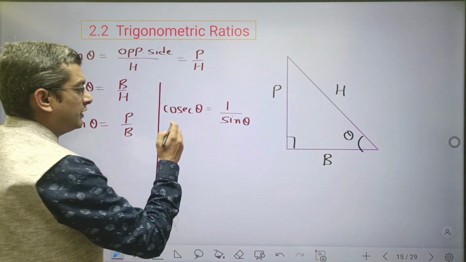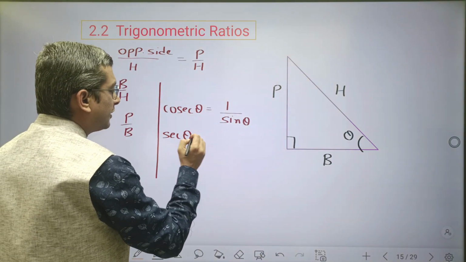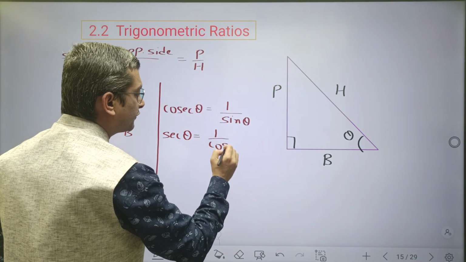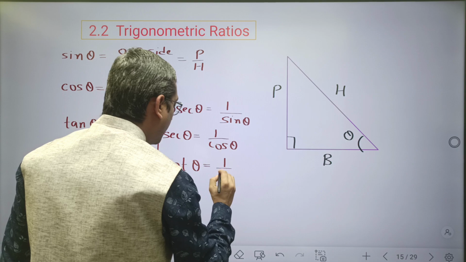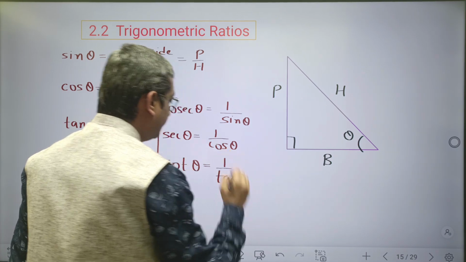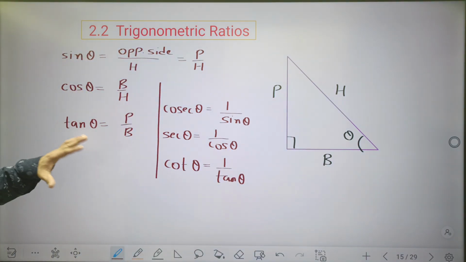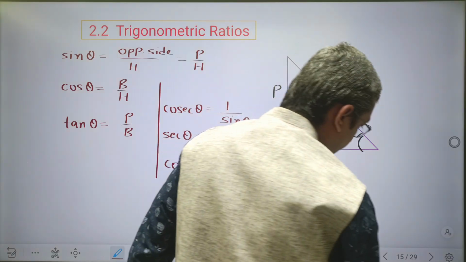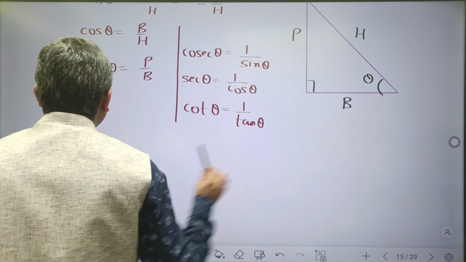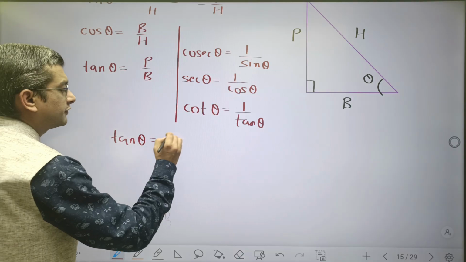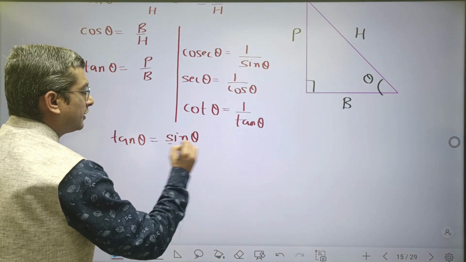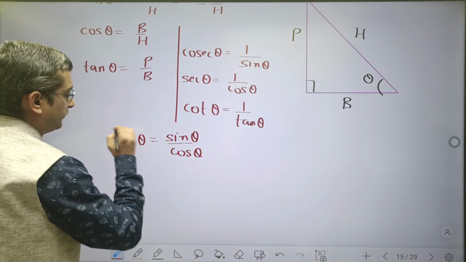So cosec theta is 1 by sine theta, sec theta is 1 by cos theta, and cot theta is 1 by tan theta. So there are 6 trigonometric ratios. Also, this is very important, tan theta is given by sin theta by cos theta.